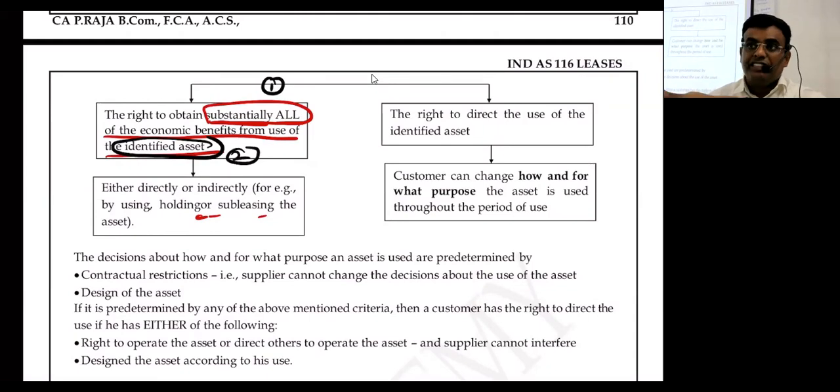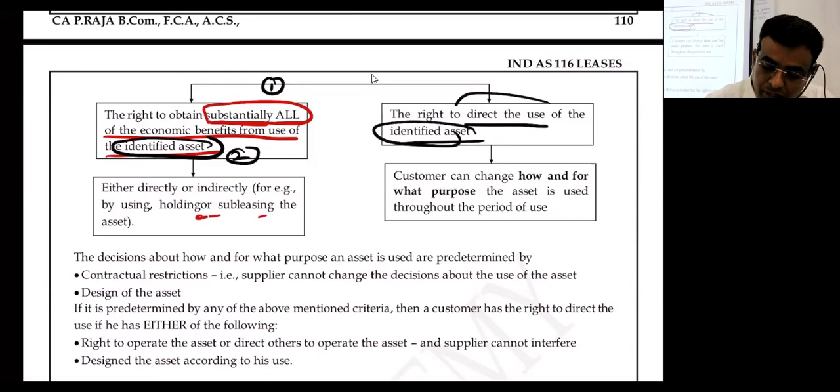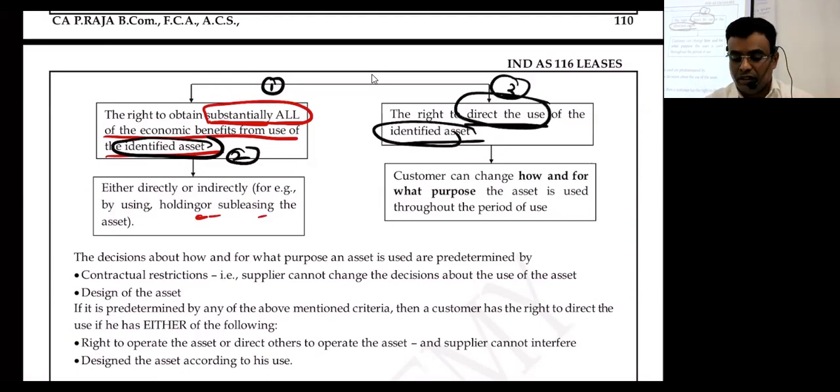Useful life, the benefit maximum. That's finance risk. Okay. Now, right to direct the use of an identified asset. The right to direct the use of the asset. Yes or no? Now listen.